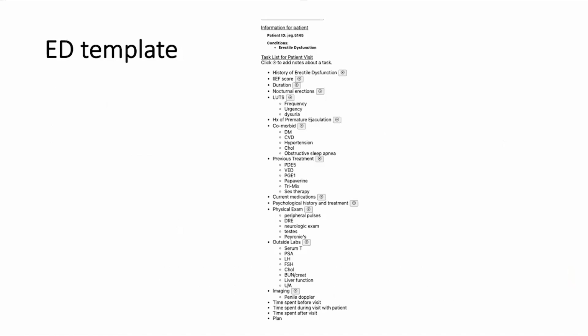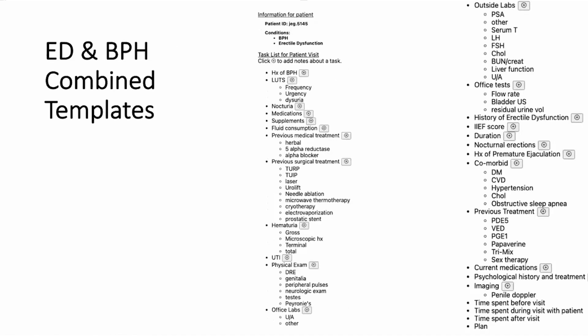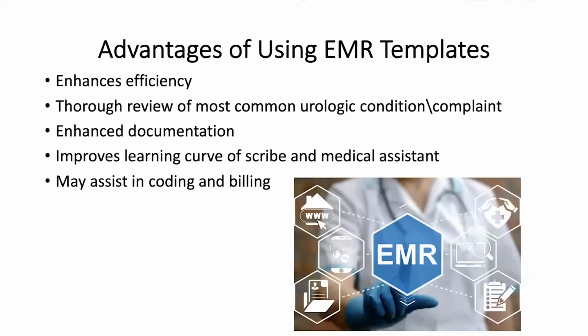This is an example of the erectile dysfunction template. And as you can see, it is quite thorough in its evaluation of this condition. If the patient arrives with two complaints, such as urinary symptoms and erectile dysfunction, you can use two templates, and this will be recorded and archived into the electronic medical records.